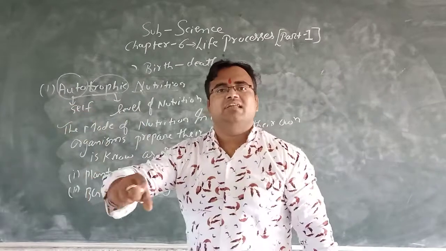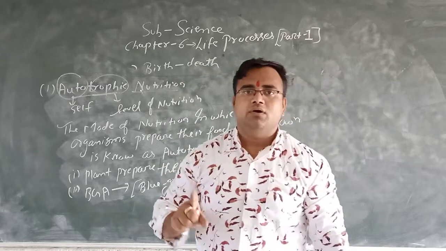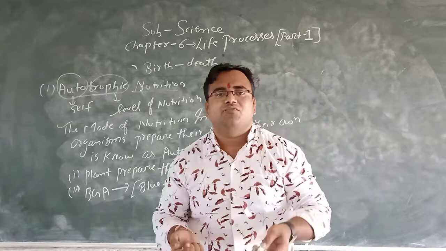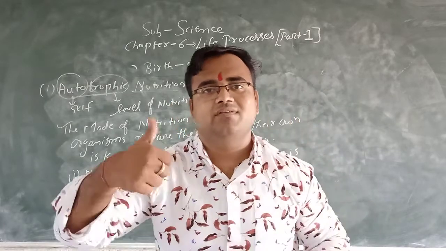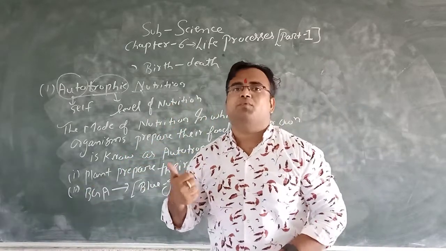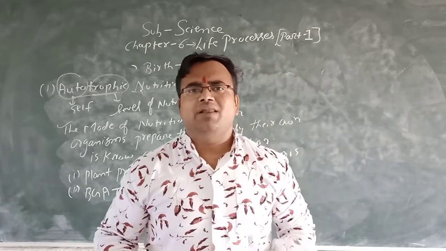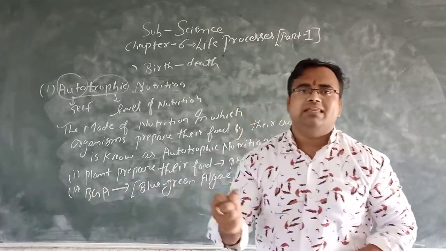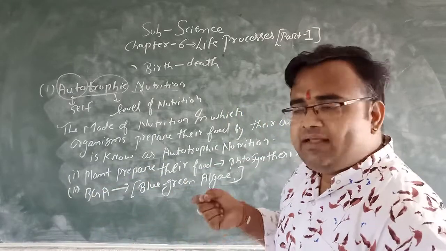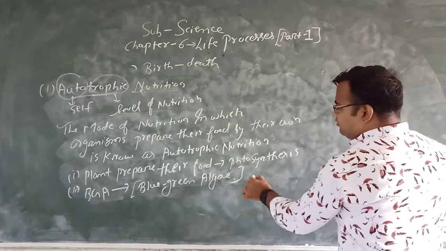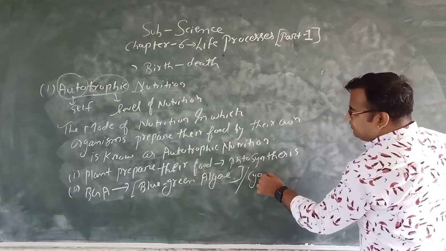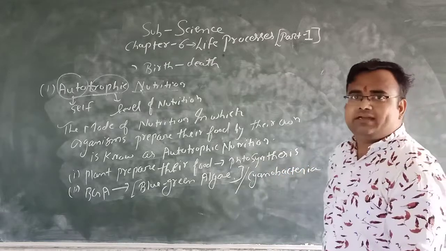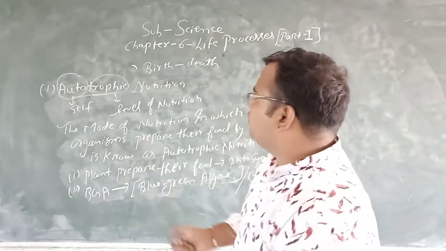Okay, the mode of nutrition in which plants prepare their food is known as autotrophic nutrition, or the organisms which prepare their food on their own. The first example is plants prepare their food by the process of photosynthesis. We are familiar with the word photosynthesis. And second is blue green algae. Blue green algae also prepare their food on their own. Blue green algae are also known as cyanobacteria. Okay, cyanobacteria. Clear? So this is autotrophic nutrition.